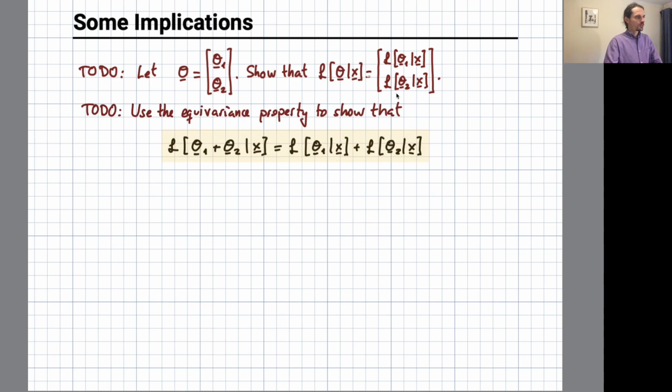Okay, so the next exercise is to use the equivariance property to show that the LMMSE estimator of the sum of two vectors of parameters equals the sum of the LMMSE estimators of each parameter vector. So again, it's very simple.